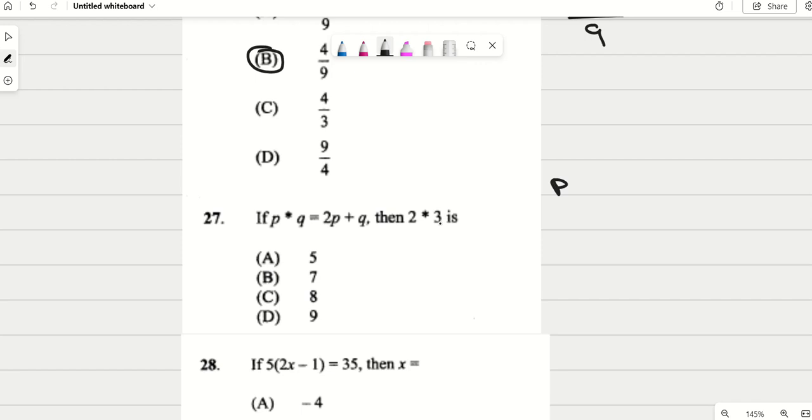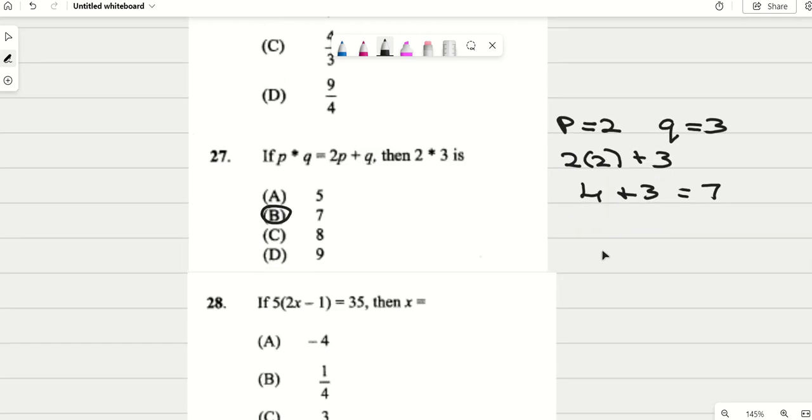So P now becomes 2 and Q now becomes 3. They give you a function that's 2 multiplied by 2 plus, what is Q? 3. So 2 2s are 4, 4 plus 3 is 7. So your answer is B, 7.